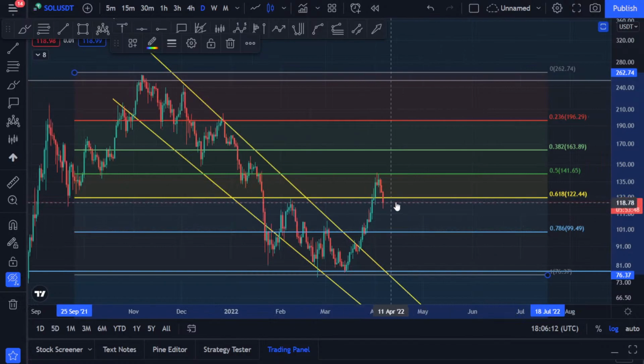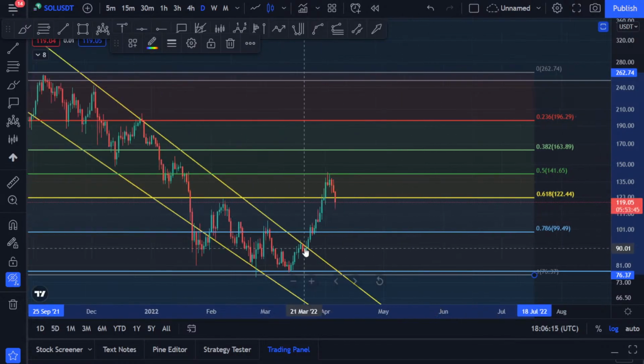Sorry, my mic just went off. So you can see with Solana, it came out of it and it hit the 0.5 level. It also broke the 0.618 level. So this was pretty good what Solana did.